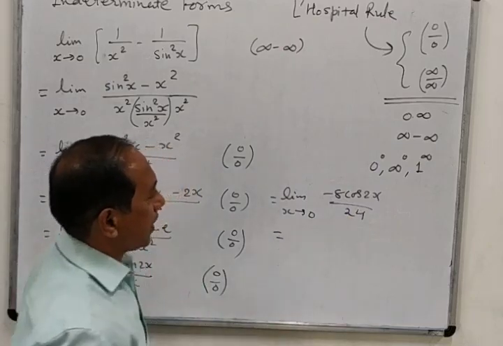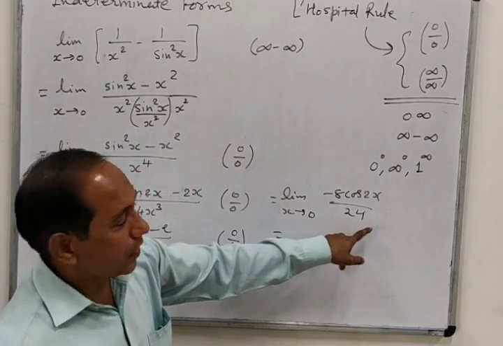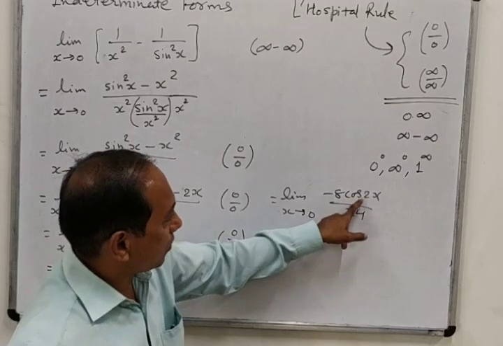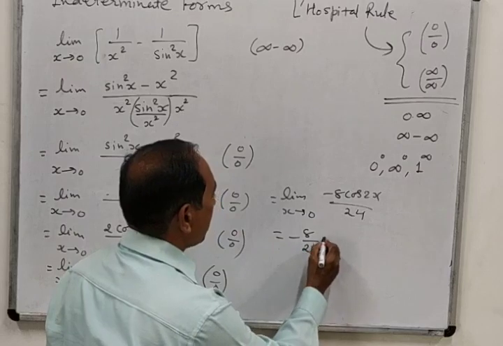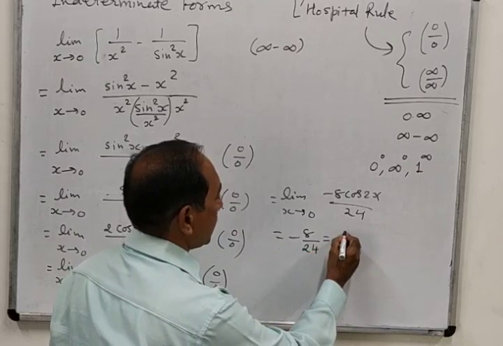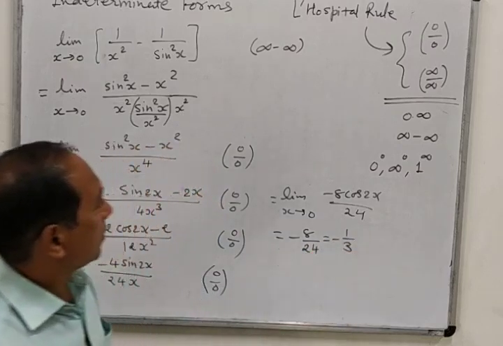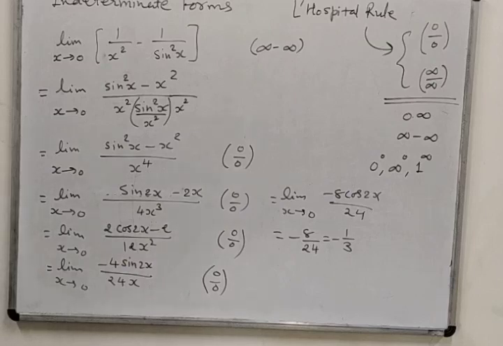Now you can see that there is no x in the denominator, so we will get the answer directly. Cos 0 is 1. So its answer is minus 8 by 24, that means minus 1 by 3. So you must have got the idea related to this example. Okay.